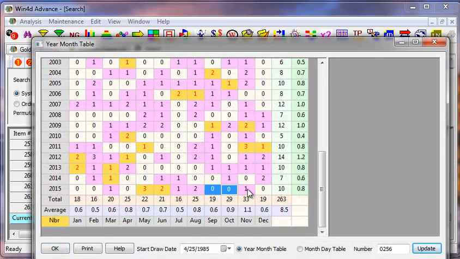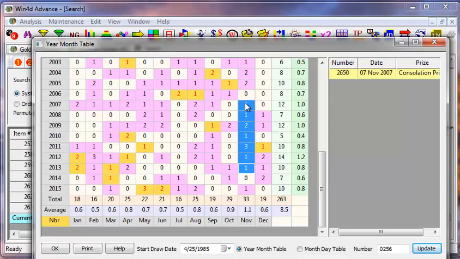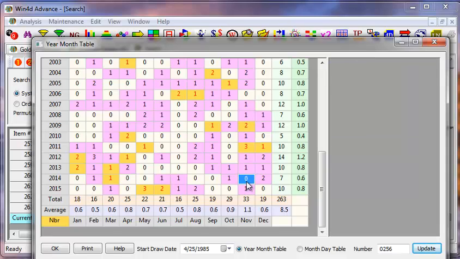Alright, 虽然它休息了1个月，但是在10月份它刚刚开一个 special price，但是去年它曾经开过一个2奖，我觉得还是有机会的。Alright, so the second set of numbers for you for Magnum is 0256.